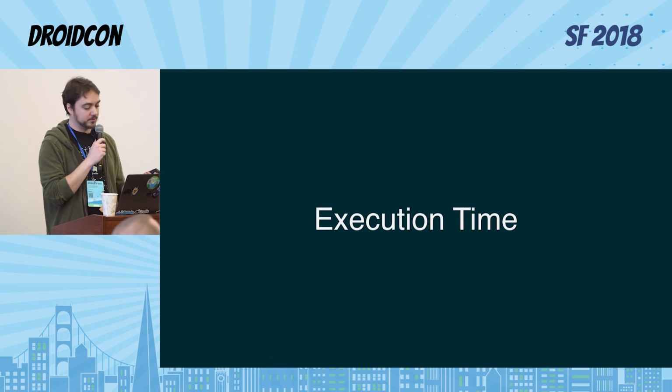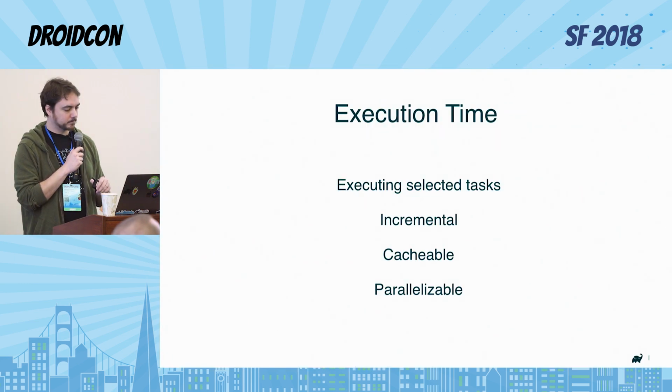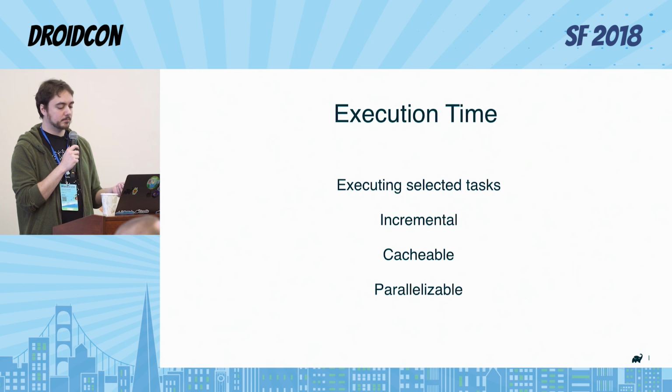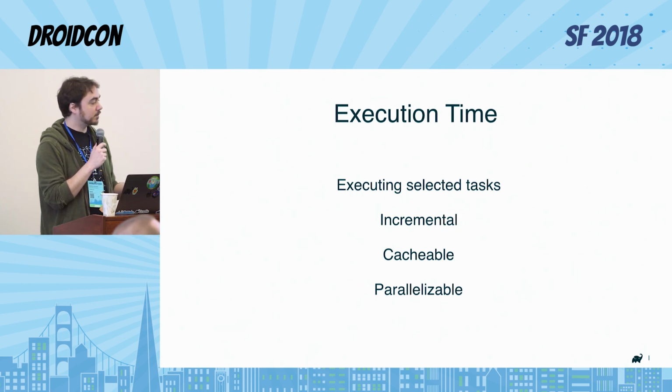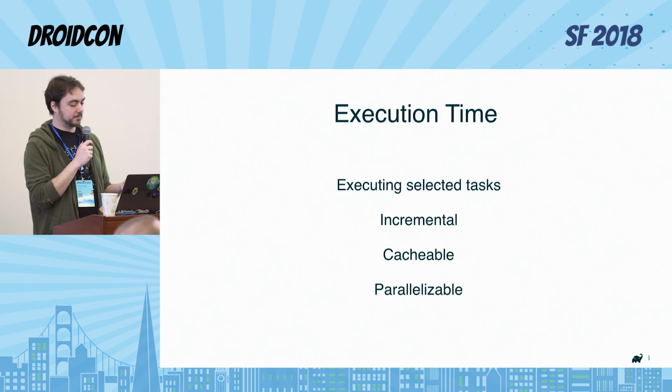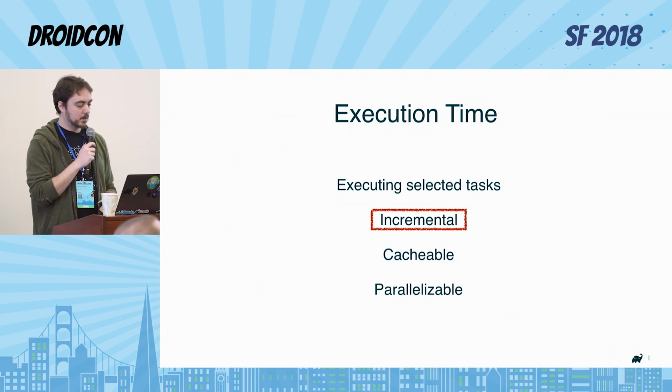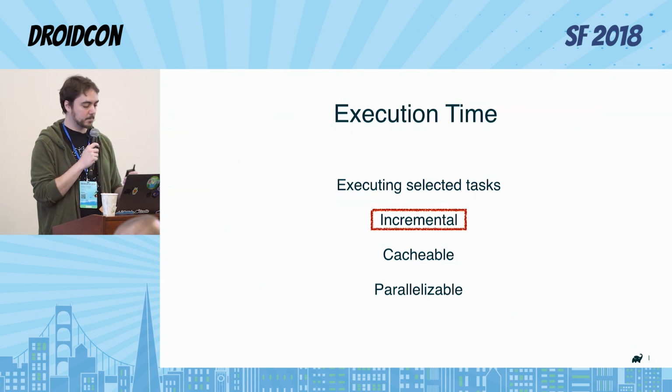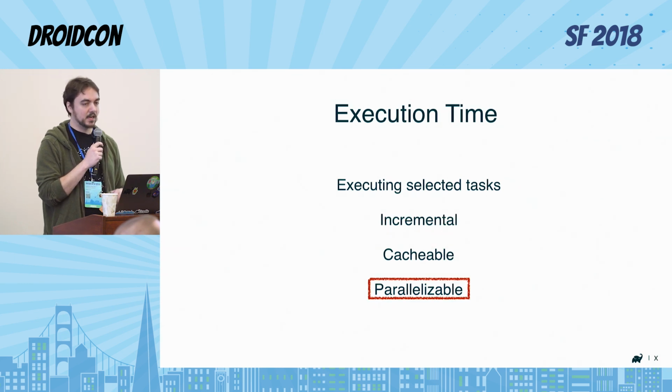Now let's talk about execution time. This is when tasks that you actually select are executed. For example, Gradle clean, Gradle assemble debug. This includes syncing your IDE or running your app from the IDE. Obviously, the IDE uses Gradle under the hood. There are several ways in which Gradle makes this process faster. It executes tasks incrementally. It caches task outputs. And it parallelizes tasks. And we'll look at each in turn.